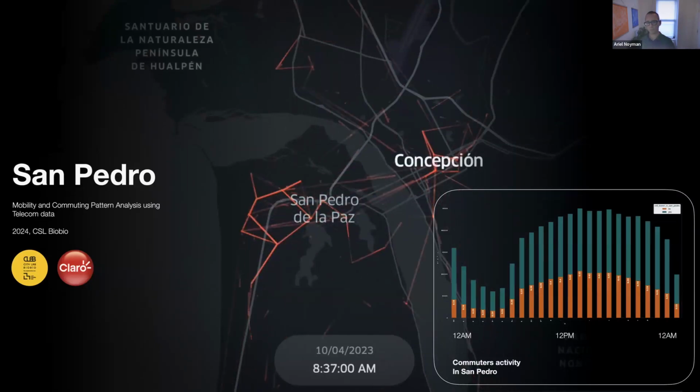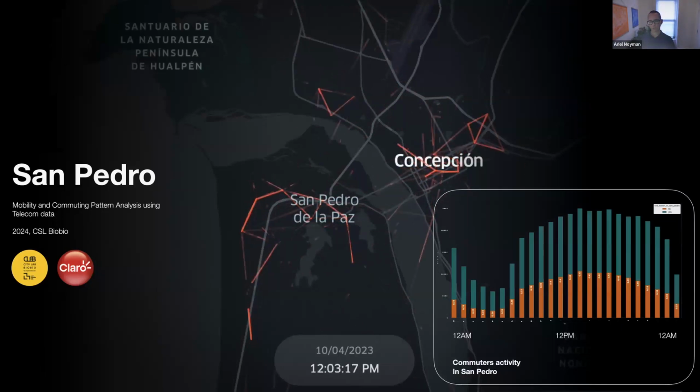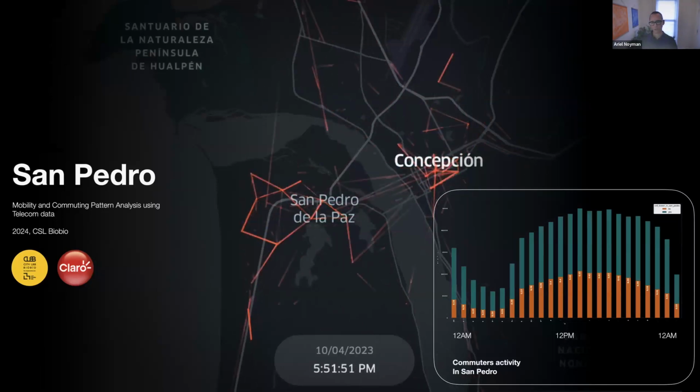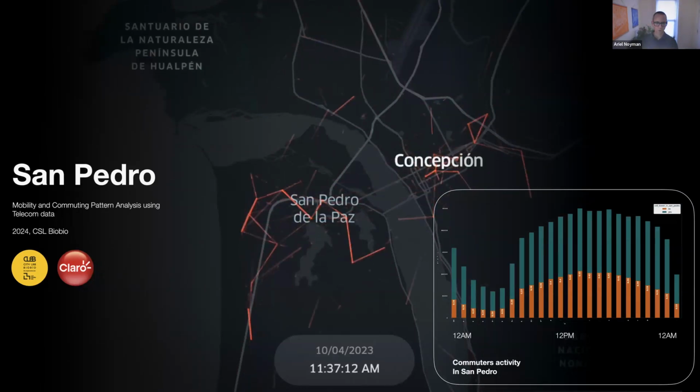Similarly, a project we currently do in Concepcion in Chile, where we look into behavioral patterns of commuters from San Pedro to the city of Concepcion. You can see how the behavior, just from tapping into the telecom towers, gives us an indication of where people spend most of their days, a valuable transportation insight.